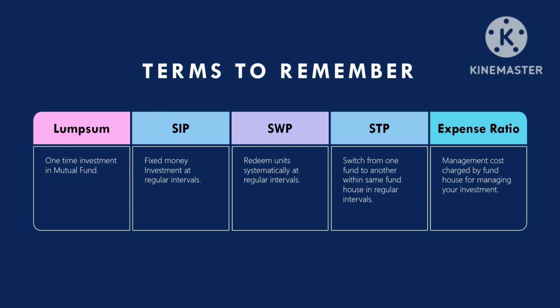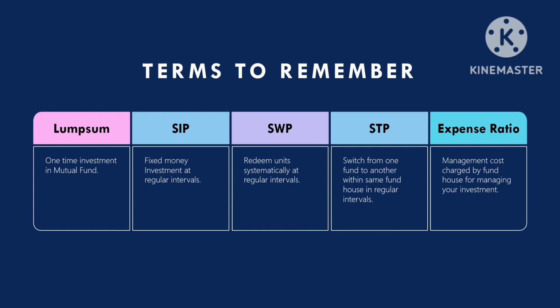SIP, systematic investment plan. Systematic investment plan is systematically investing a fixed amount at regular intervals of time in any of the funds. For example, I want to invest 500 on the first of every month in one fund for a long term. That we call a systematic investment plan.